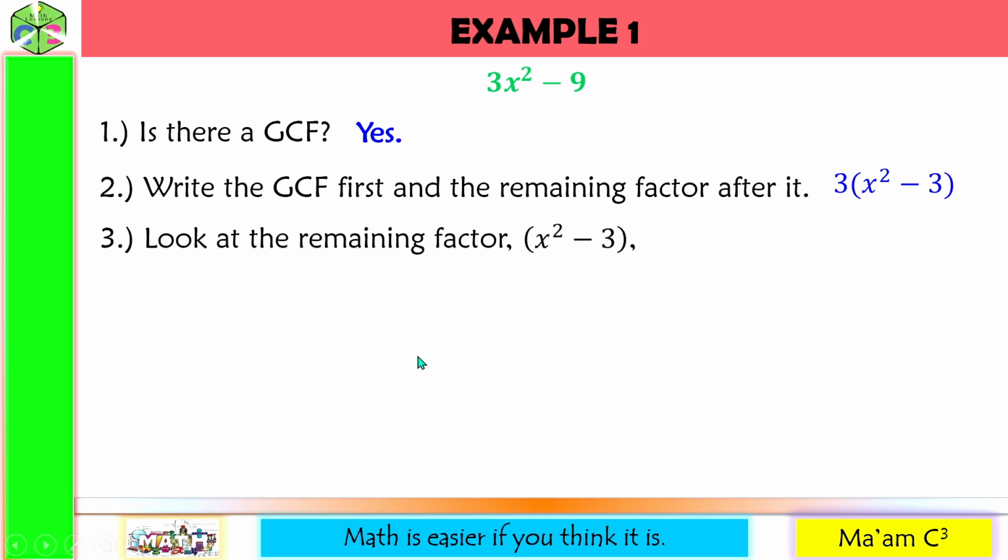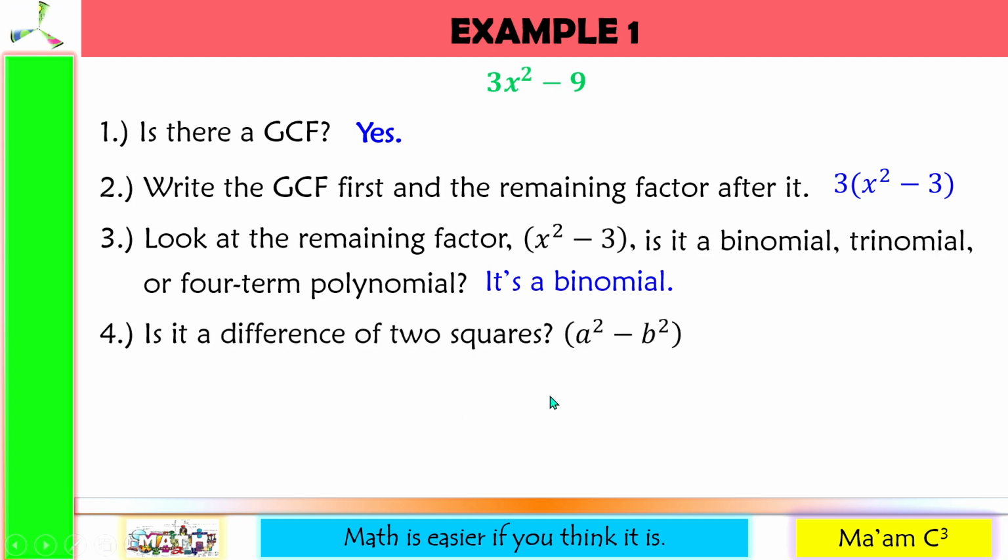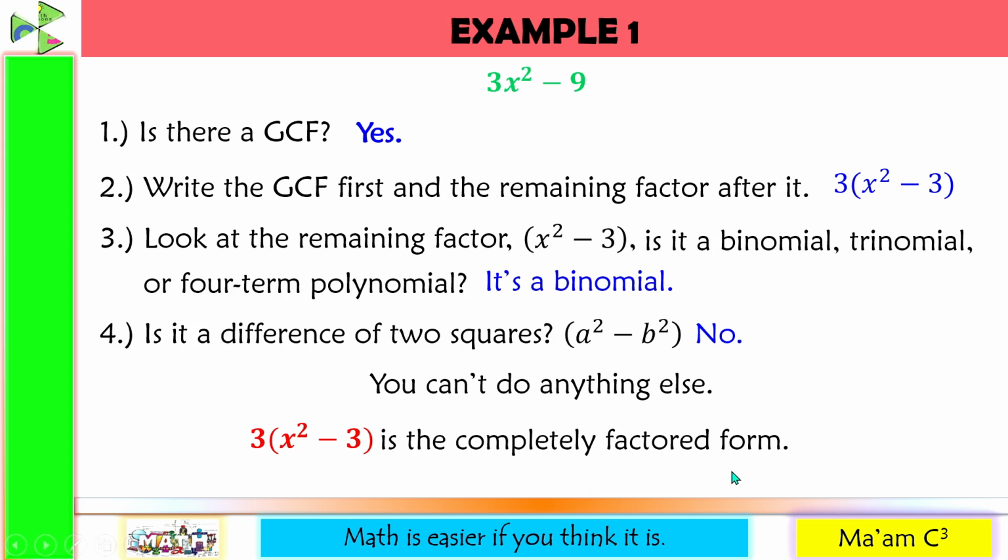Third step, we have to look at the remaining factor, this one, and ask ourselves, is it a binomial, trinomial, or a four-term polynomial? Since there are two terms, then it is a binomial. Next question, is it a difference of two squares? Can we express it as a squared minus b squared? Let's take a look. For x squared, yes. But for 3, no. So the answer here is no. If that is the case, then you can't do anything else. Meaning, 3 times the quantity x squared minus 3 is the completely factored form.